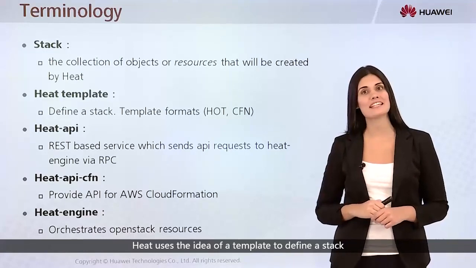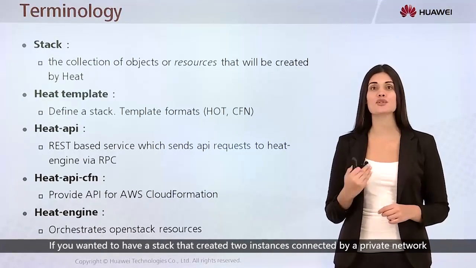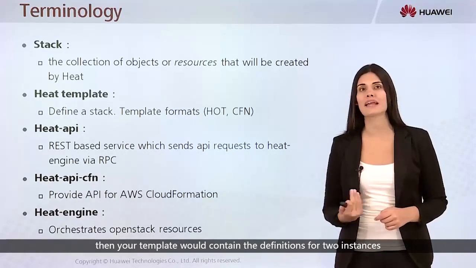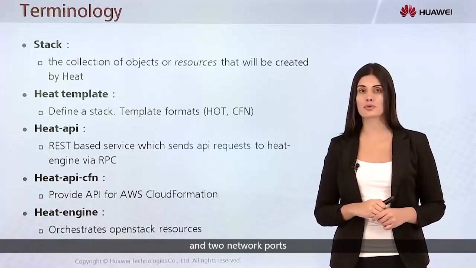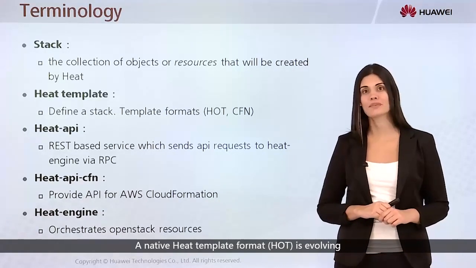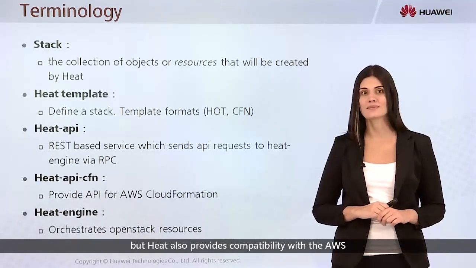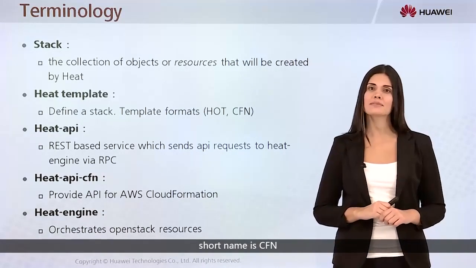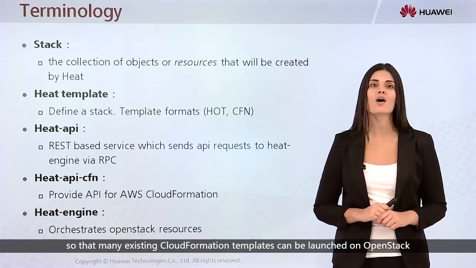Heat template. Heat uses the idea of a template to define a stack. If you wanted to have a stack that creates two instances connected by a private network, then your template would contain the definition for two instances, a network, a subnet, and two network ports. The native Heat template format, HOT, is evolving, but Heat also provides compatibility with the AWS CloudFormation template format, short name CFN, so that many existing CloudFormation templates can be launched on OpenStack.